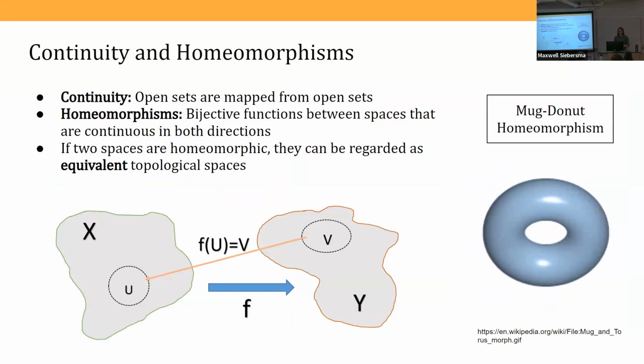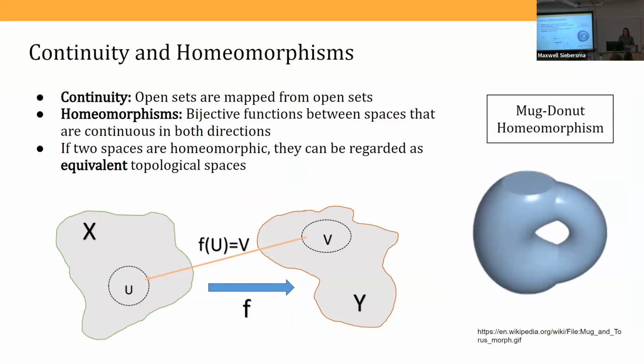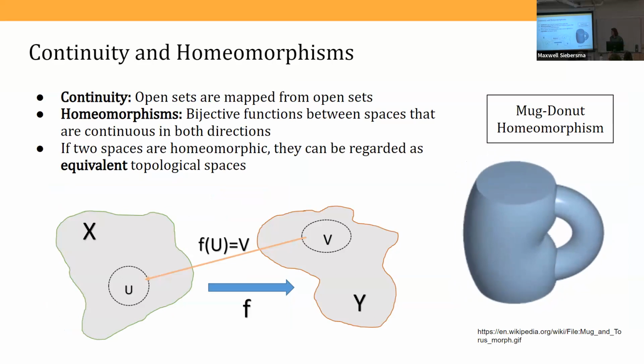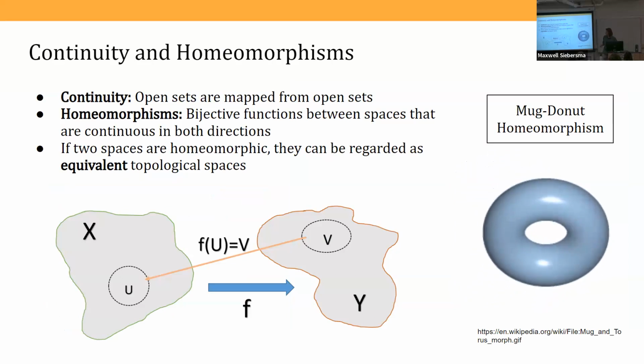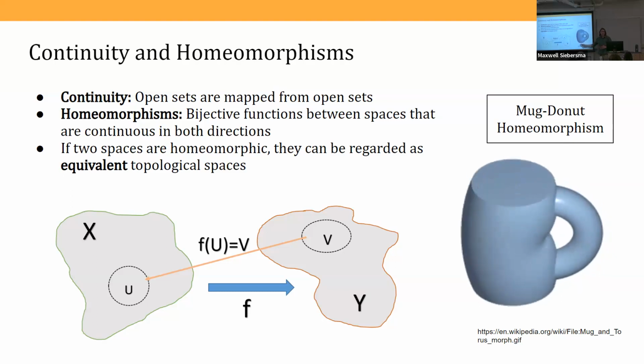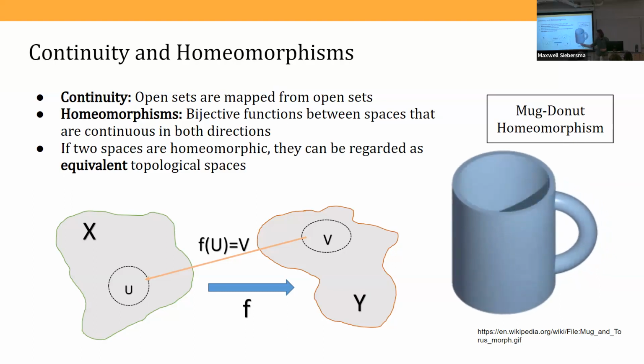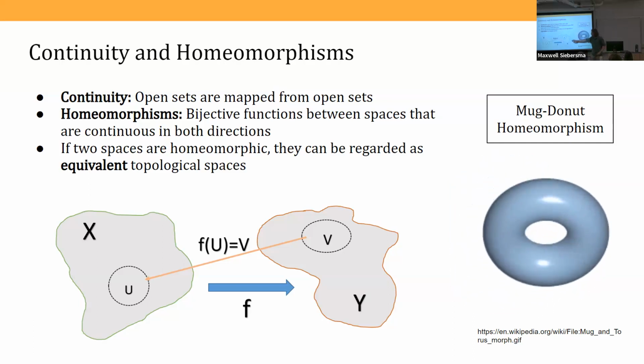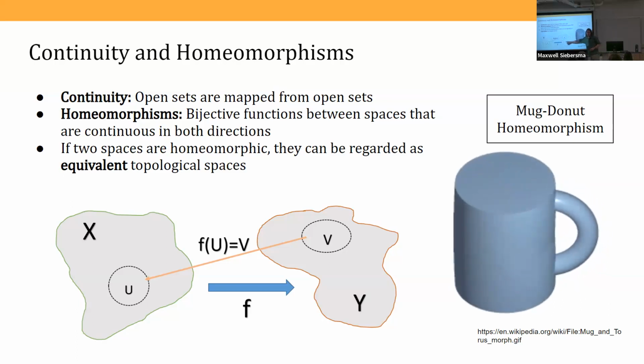Now, homeomorphisms are one of the most important ideas that I'm going to use in this talk. And these come from a generalization of continuous functions. So if the function is continuous, then all of the open sets are mapped to from open sets. So like space X, we have a function to space Y. If we have an open set in space Y, it better be mapped from some open set in X.